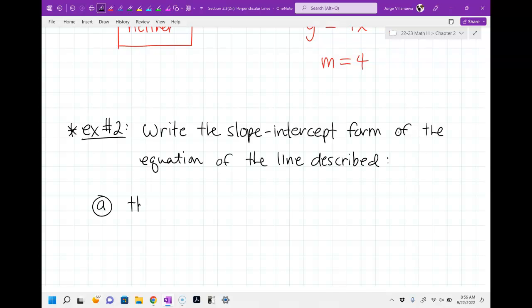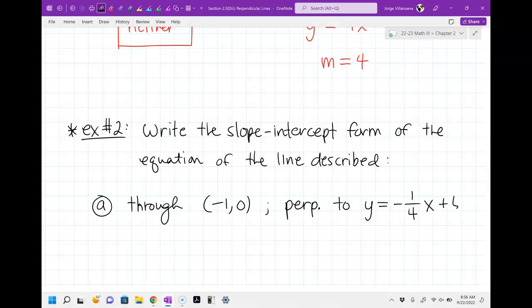So I'm going to put 1 right now just to kind of get us started. It's going to go through negative 1, 0. And I'm going to say perpendicular. You're going to notice they're going to say perp in your homework. So I'm going to write the way they do it in the homework. Okay? Perp to y equal to negative 1/4 x plus 5.